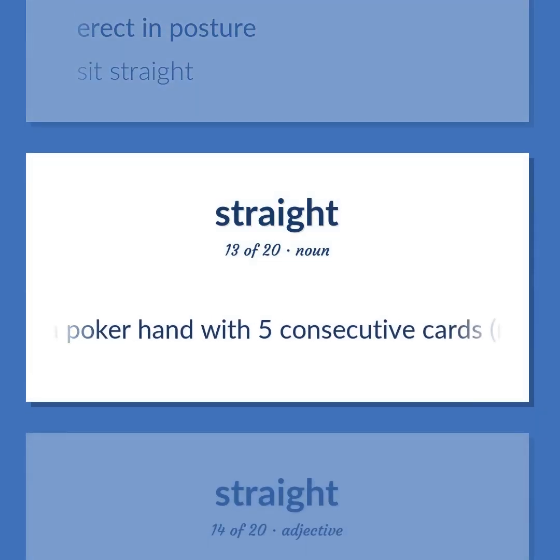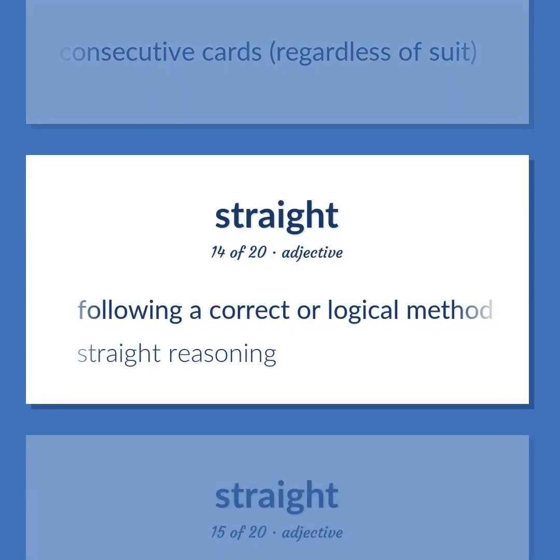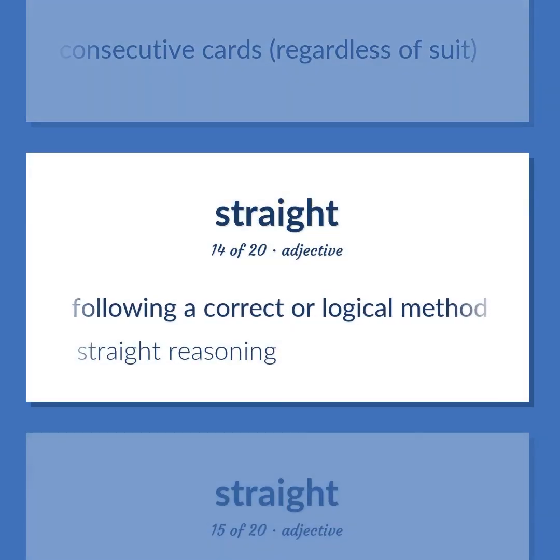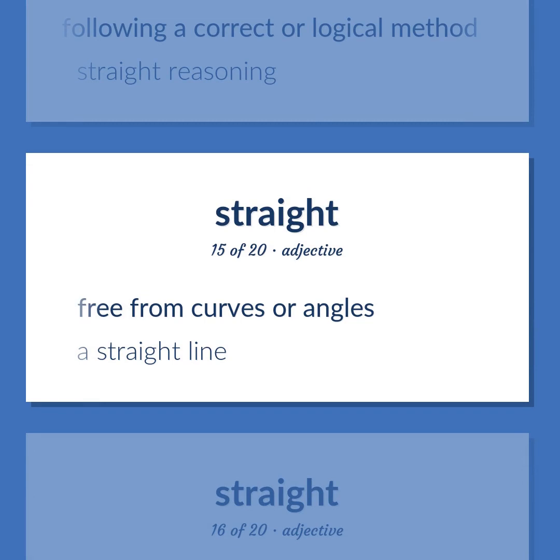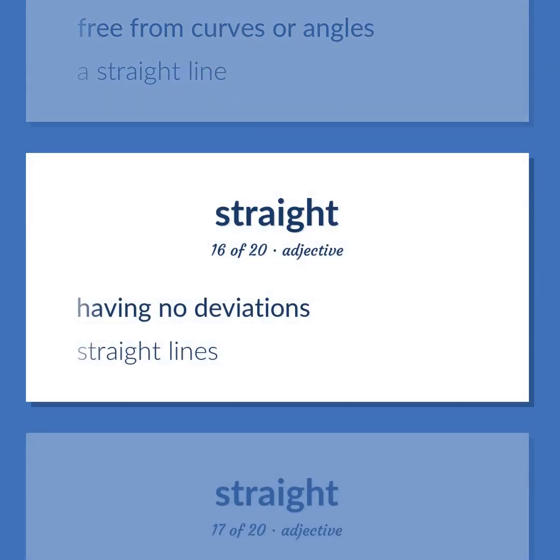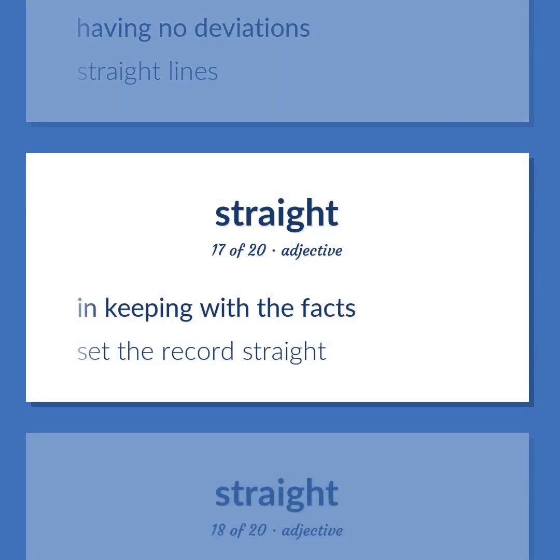A poker hand with 5 consecutive cards, regardless of suit. Following a correct or logical method. Straight reasoning. Free from curves or angles. A straight line. Having no deviations. Straight lines. In keeping with the facts. Set the record straight.